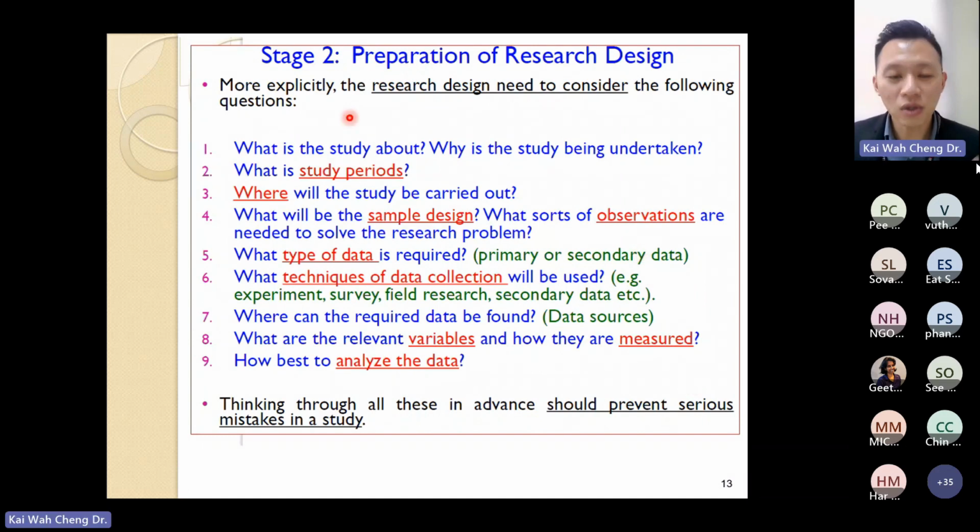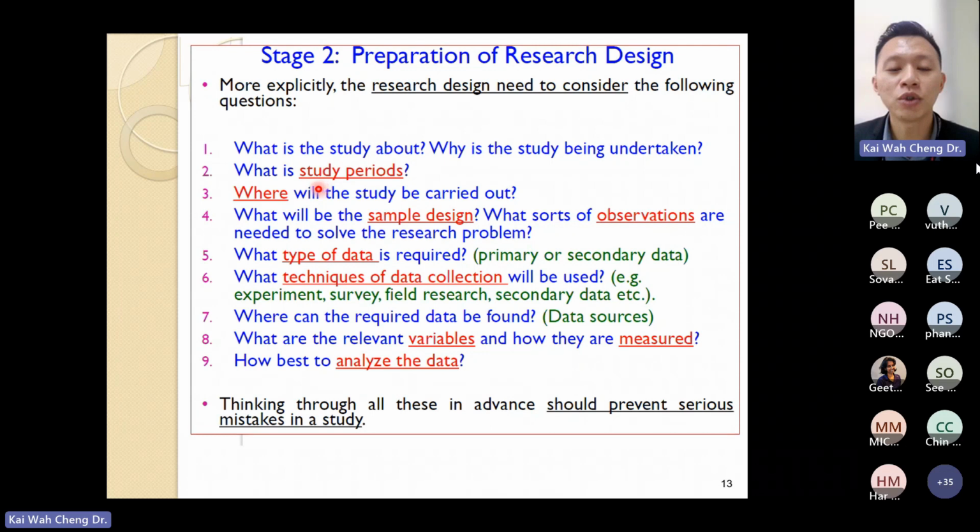So okay, let's look at this slide. What are the additional considerations for you to prepare the research design? For example, you should be very clear why you want to conduct this research, and you should know very well what your research is all about. This is number 1.